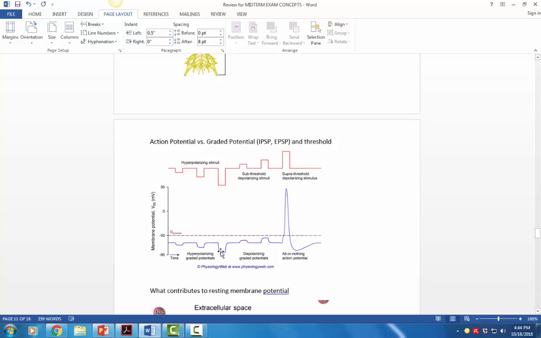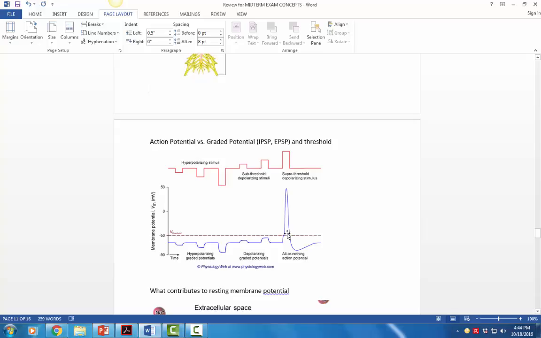But in this case, some stimulus occurred over time that caused this potential to rise rapidly and reach threshold. Once we reach threshold, we have an action potential. And this is the potential that's going to be delivered to the brain or the spinal cord for processing. These would not make it to the brain or spinal cord for processing because they did not reach threshold.